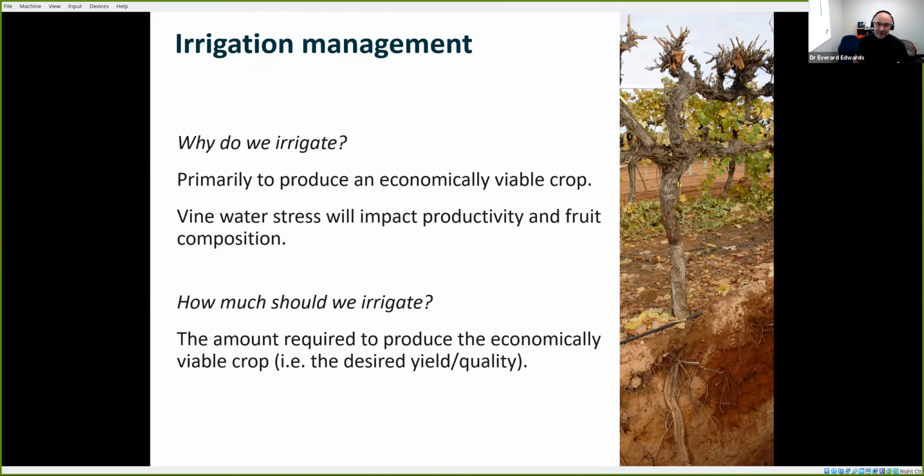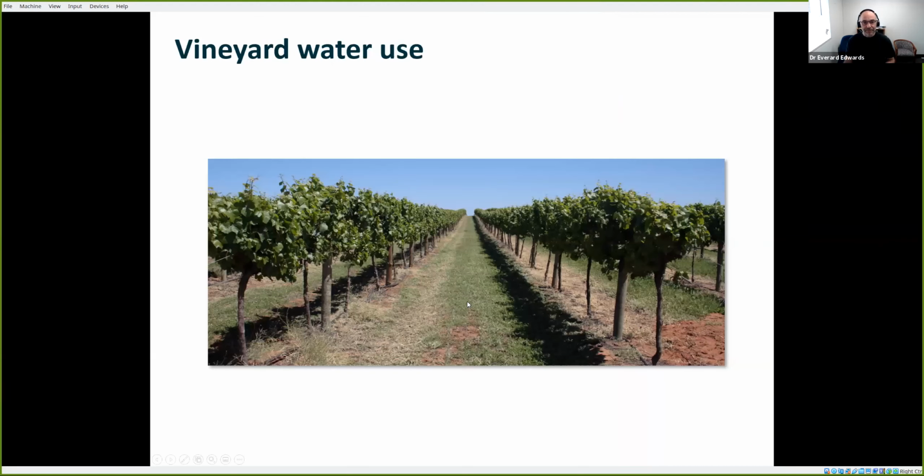So when we think about how much we need to irrigate, really it's how much we need to produce the desired yield and quality of fruit. And secondarily, at some point we have to replace the soil moisture used by those vines, otherwise we're driving down soil moisture indefinitely until it's too dry.